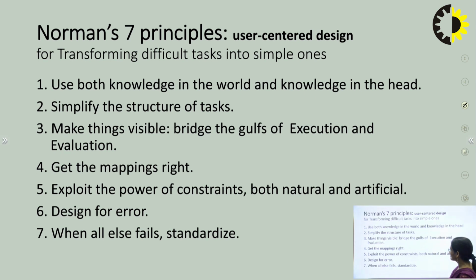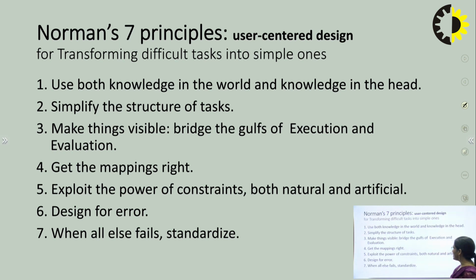The third principle is make things visible, that is, bridge the gulf of execution and evaluation. So if there is a gap, then we have to fill that gap. That means evaluation and execution are done in a proper way. Then the fourth is getting the mapping right. That means the mapping is done properly. If there is a computer and the user is using that interface, then mapping is required.